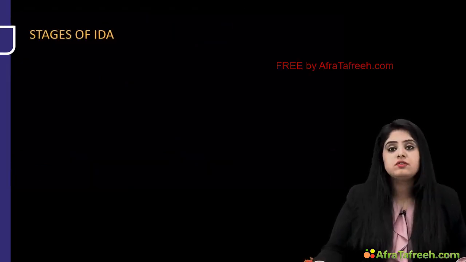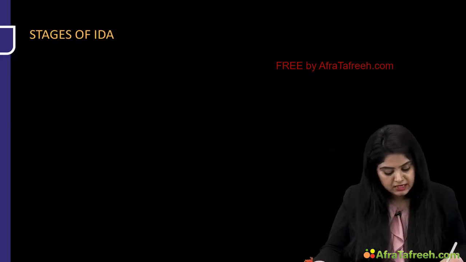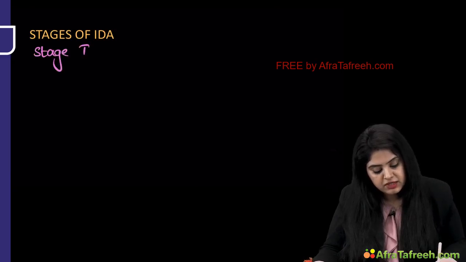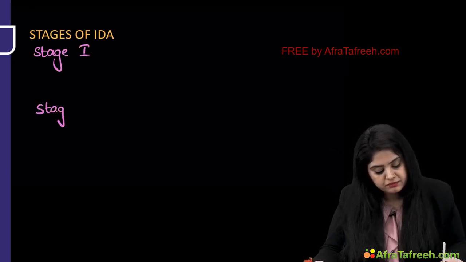So what are the stages of iron deficiency anemia going to be like? Please note, this occurs in 3 stages. Iron deficiency anemia occurs in 3 stages, that is stage 1, 2 and 3.